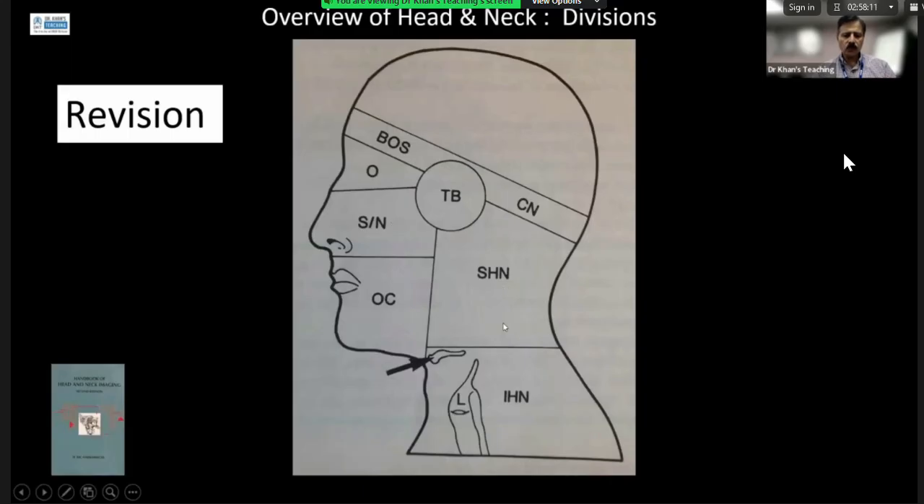And the last session is going to be the neck, which includes the suprahyoid neck and the infrahyoid neck, in which larynx will be specially covered. This will be next week.